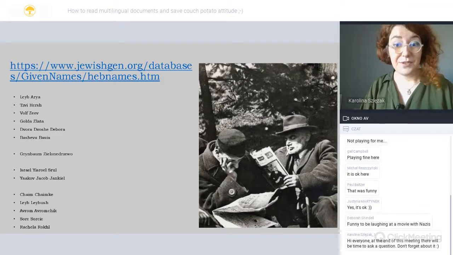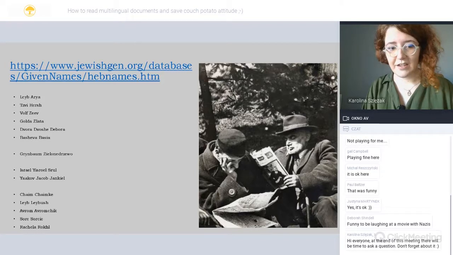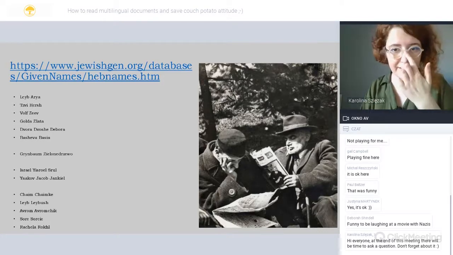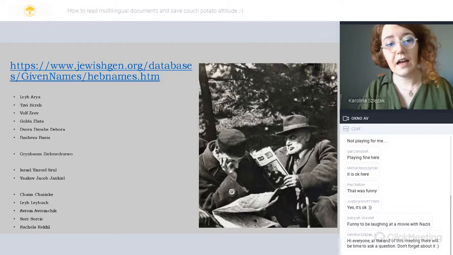sometimes we need to just be careful, because we can see a different form of the name, and sometimes we don't think that this is the same person. So here we are just showing the possibilities.